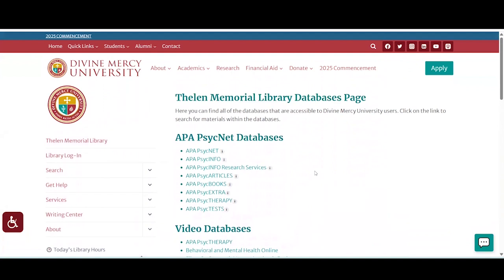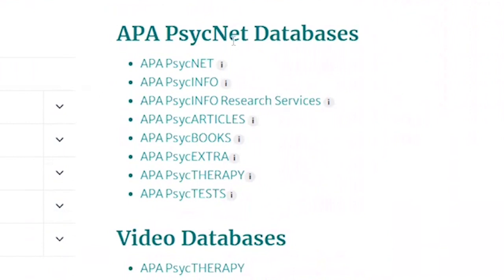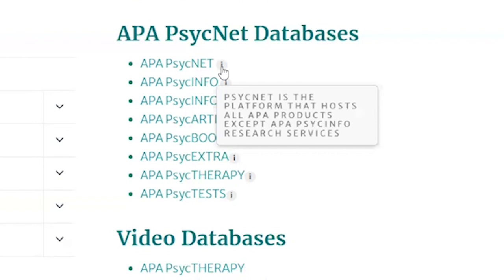Yes. And so we're concentrating today on the APA databases, and that's from the PsycNet platform, which comes directly from the APA. So here's what we have. And just as a review, PsycNet is the platform that hosts all the APA products except for one, APA PsycInfo Research Services.